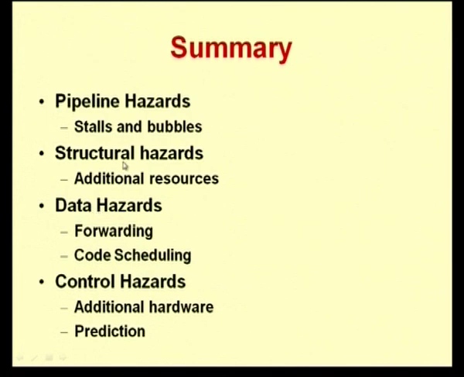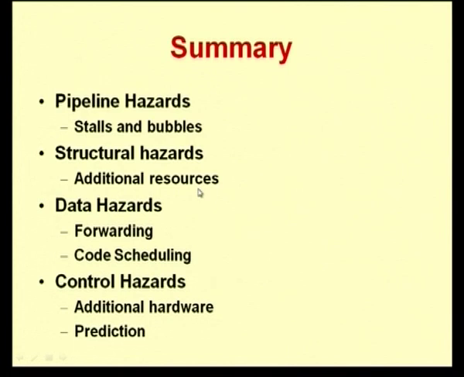So, to summarize, we have looked at the different hazards that can occur in pipelines and how they can be handled. The different types of hazards we have are structural hazards, data hazards and control hazards. The way we handle these hazards without any techniques is basically by means of stalls. That is, you stall the pipeline and introduce bubbles, that is, some idle stages are introduced into the pipeline. Another way of handling these hazards is by using additional resources in the case of structural hazards. We saw how the memory is split into two, the instruction memory and the data memory in the case of the MIPS pipeline, and then the use of forwarding and code scheduling to handle data hazards.